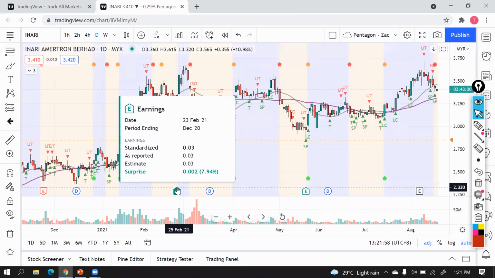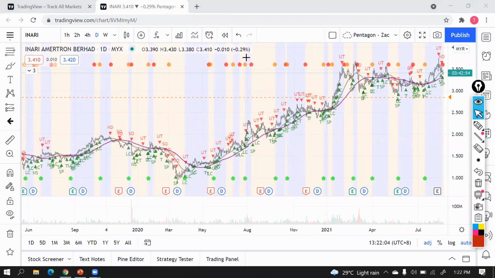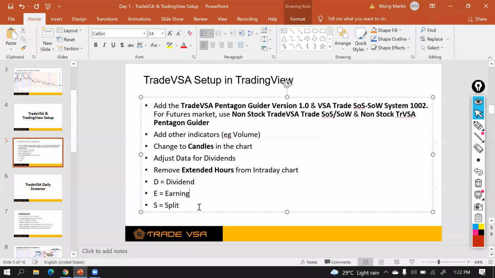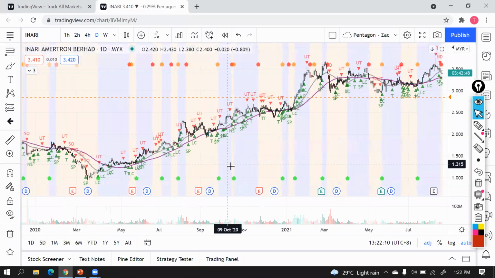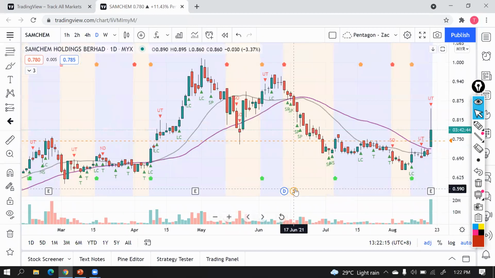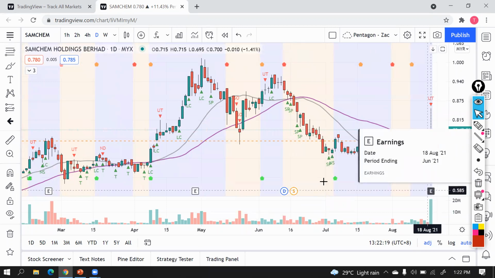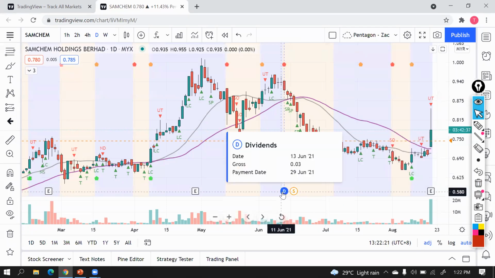And D represents dividend. Sometimes you will see an S as well. I don't think you can see it over here in Inari. S means split. Here, yeah, this is split, this is earnings, I think today is the earnings, and this is the dividends. So you can see the information over here.